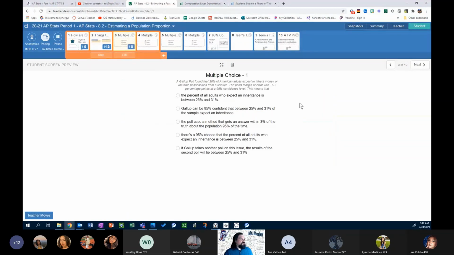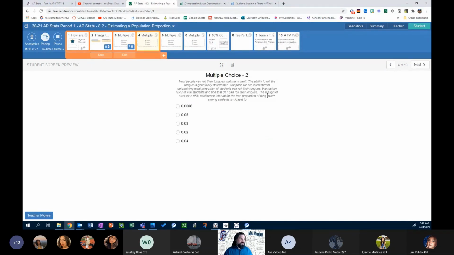All right. The first multiple choice question, we have a Gallup poll found that 28% of American adults expect to inherit money or valuable possessions from a relative. Right? The poll's margin of error was plus or minus 3 percentage points at a 95% confidence interval. Interpret this. One of these 5 statements is a proper interpretation of these results.